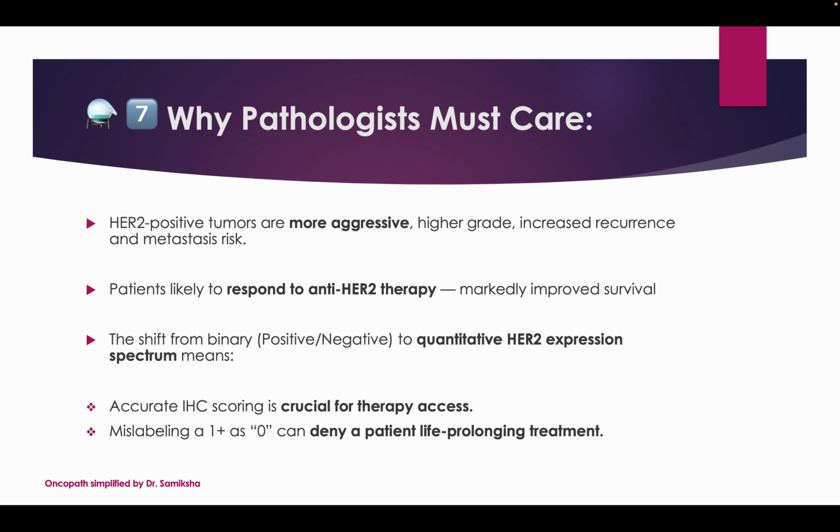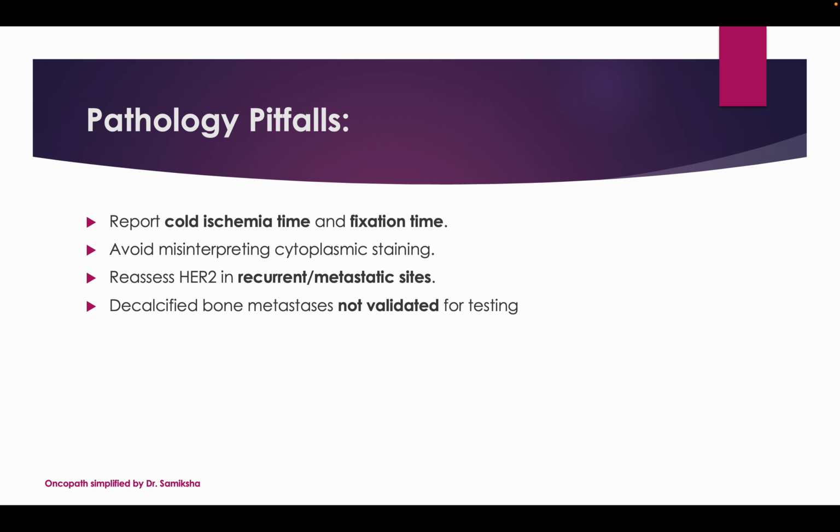So the shift from binary, that is positive or negative for HER2, to a quantitative HER2 expression spectrum means accurate IHC scoring is crucial for therapy access. Mislabeling a 1+, that is a HER2 low tumor, as 0 means that you are denying the patient a life-prolonging treatment.